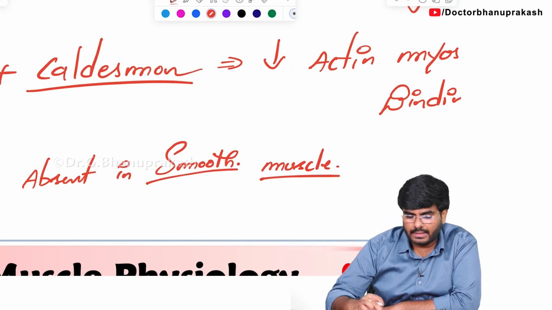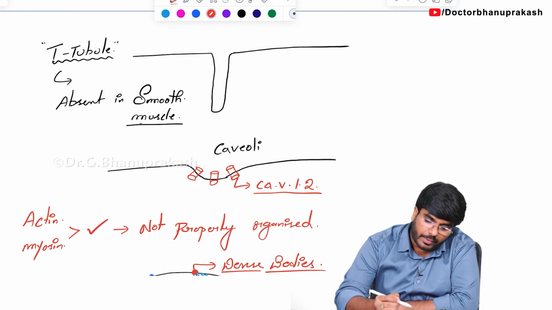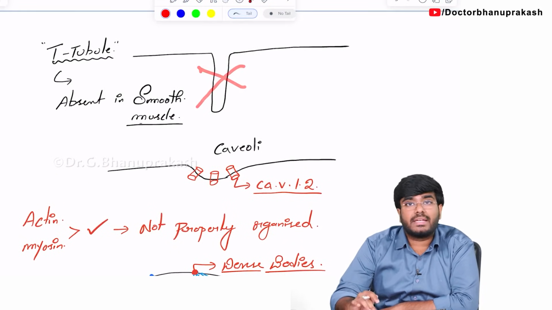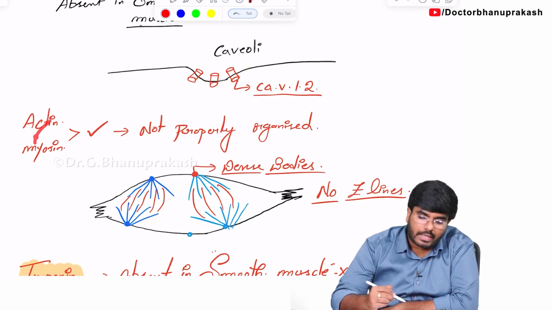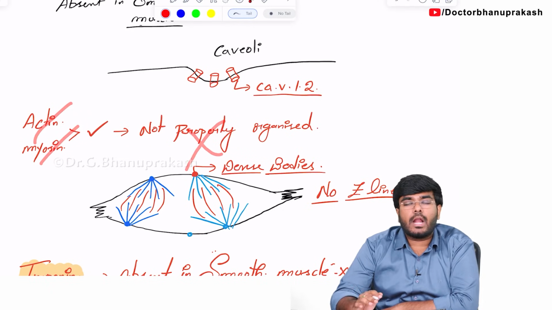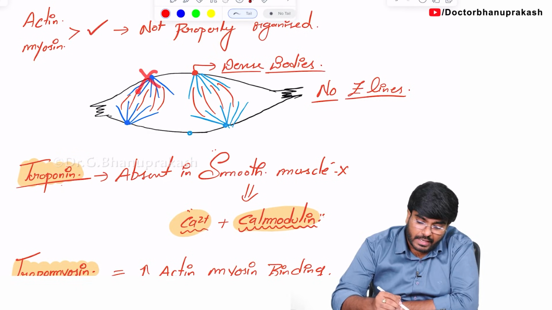Okay, so these are the differences between the skeletal muscle and smooth muscle. What are the differences, guys? Again, I am repeating, there is no such thing called a T-tubule. Instead of T-tubule, caveoli are present. Actin and myosin are present, but they are not properly organized. They are oblique to each other, so there is no striation. And are any Z lines there? There are no Z lines.